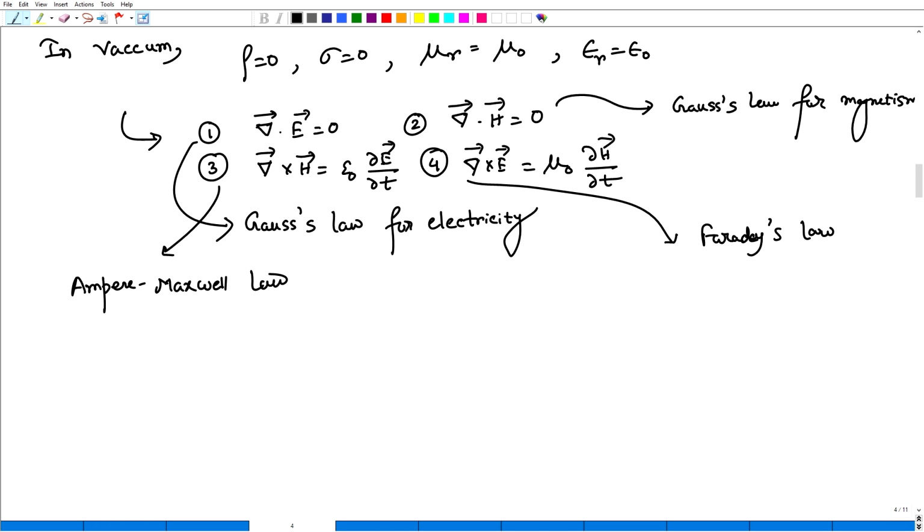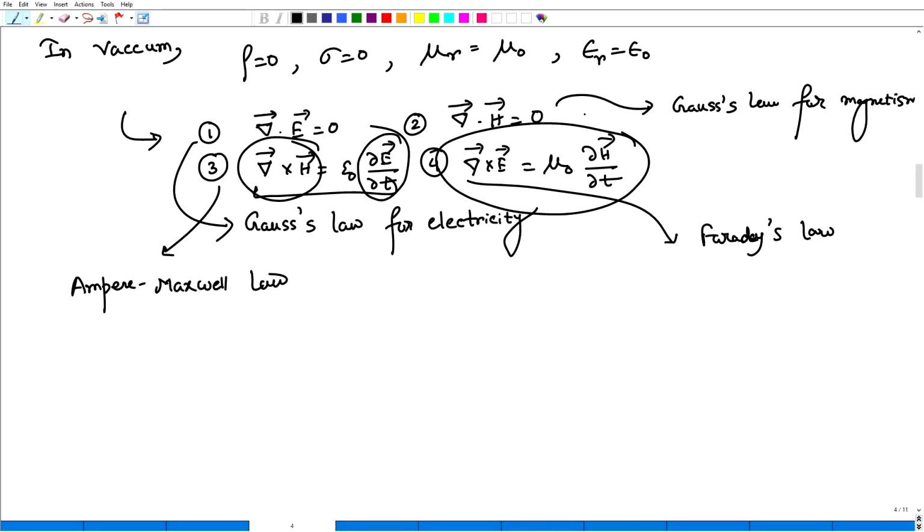But from the third and fourth equations, the curl of the magnetic field is related to the change of the electric field with time. That means if del E by del t is 0, there will be no curl of the magnetic field, which means only if the electric field changes with time will the magnetic field be produced. And from the fourth equation we can see the reverse, with a minus sign: if the magnetic field is changing with time, then that creates the electric field.